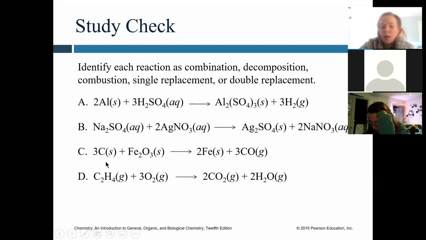This next one here, I've got carbon combining with an iron oxide. Iron gets booted and we end up with carbon. So this would be another single displacement. And then this last one here, carbon and oxygen producing CO2 and H2O in some fashion. That's going to be a combustion.